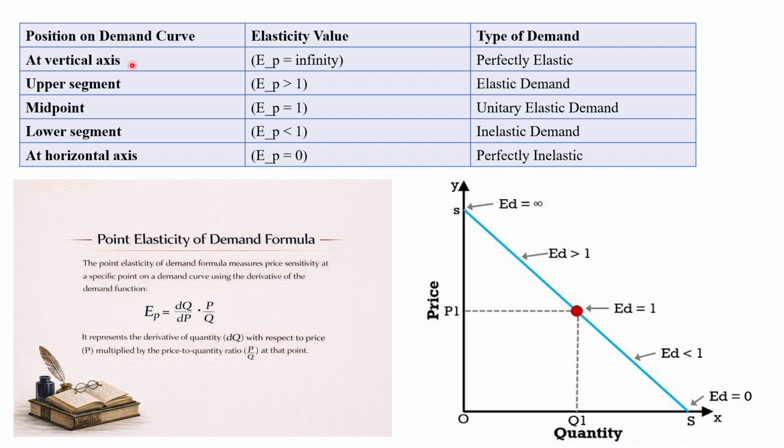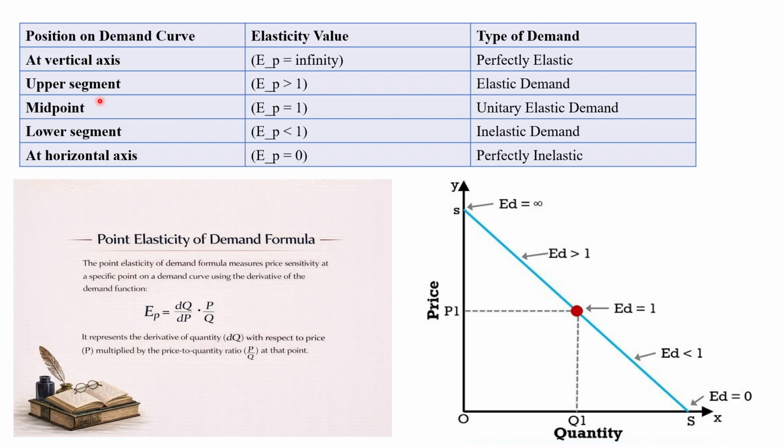Here you have seen that on the vertical axis, elasticity of demand is infinity, that is, perfectly elastic. In this graph, price has been shown on the vertical axis and demand on the horizontal axis. Here elasticity of demand is infinity. This is the case where there is no change in price, only quantity may vary, or small changes in quantity and price may be constant. So this is the case of perfectly elastic demand.